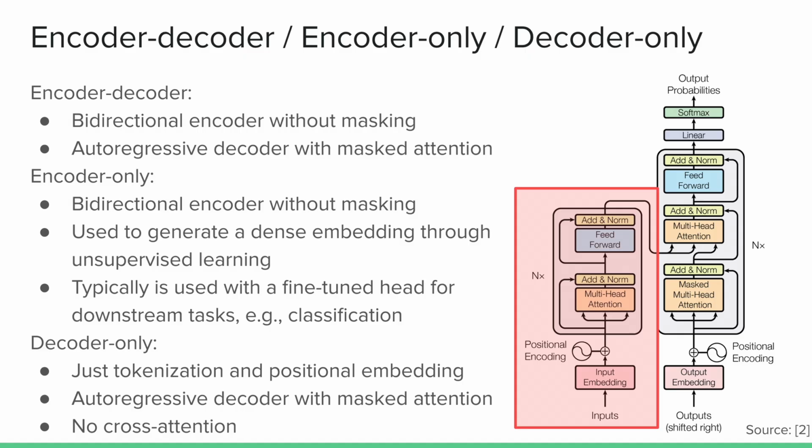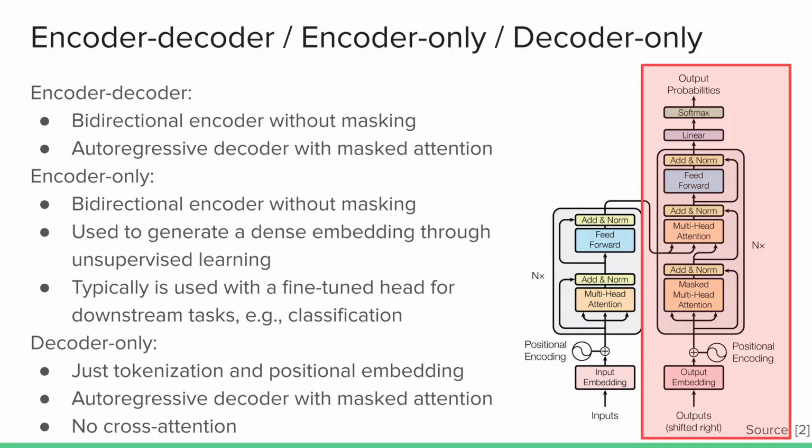And this dense embedding that we get here, we can then use for some downstream tasks like text classification or named entity recognition by attaching a certain classification head. So typical examples of the encoder-only architecture are BERT or RoBERTa.